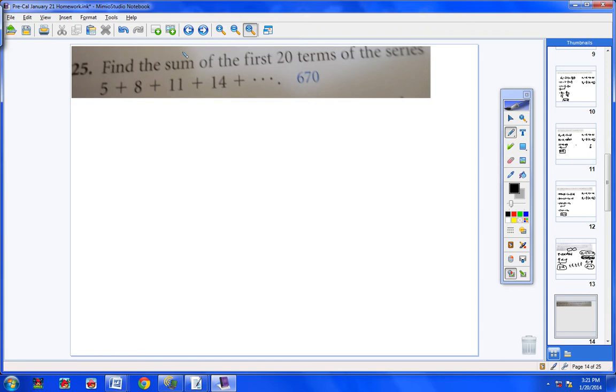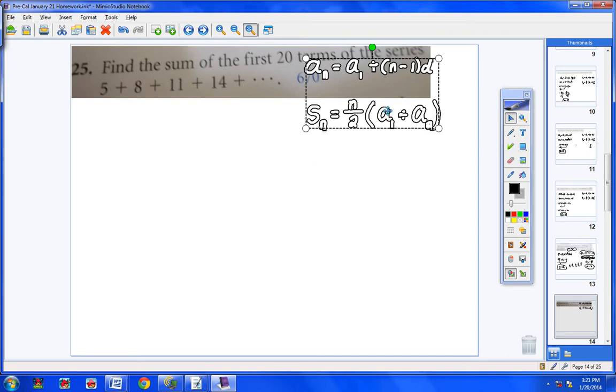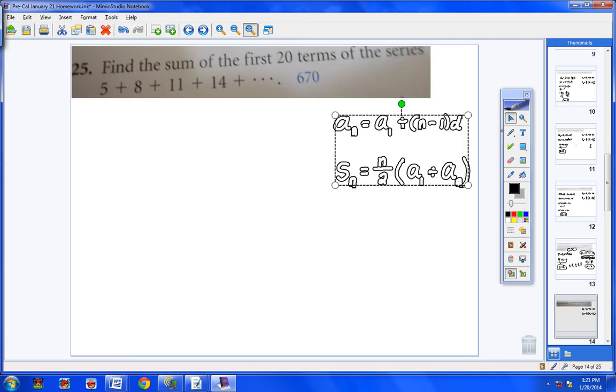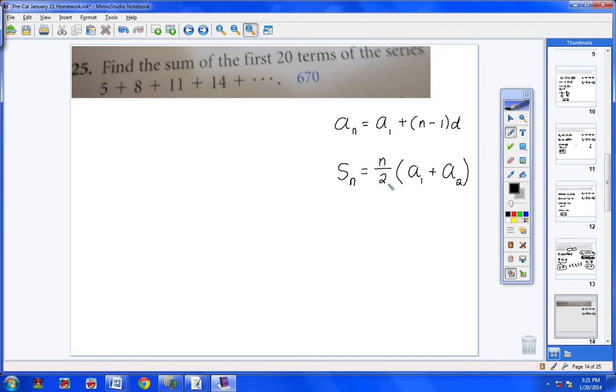Number 25. Okay, now we're getting into finding sums, and that's where we're going to use this other formula. Now remember this, listen to me. This formula only works when you're finding the sum of an arithmetic sequence. If you don't have an arithmetic series that you're adding, then don't use this formula.